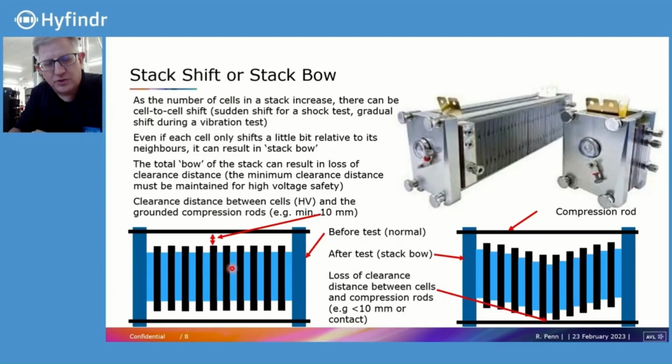And if you have it in the direction that's shown on the slide, and you start to apply either a shock load or a vibration, then even a small shift in one cell to the neighbor can result in an overall bow of the stack, in which case you may violate your clearance distance, which is the distance you want from your high voltage system to your grounded system. Or if you make contact, you might actually have a ground fault. So these kinds of things have to be simulated and tested, and you have to see how many cells you can put in a row before you might run into a problem like this.